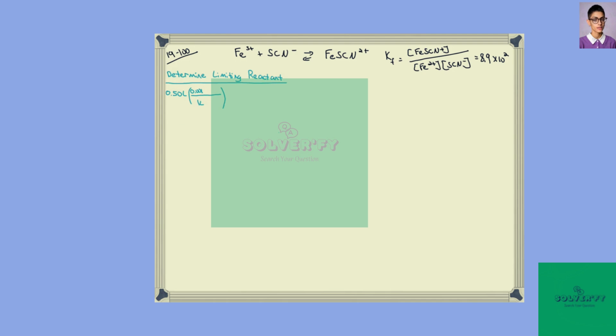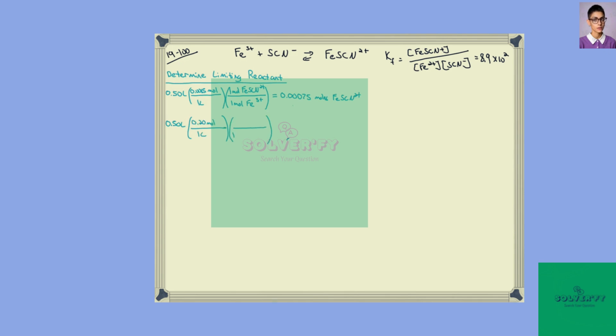So we start with 0.5 liters of a 0.0015 molar solution of iron 3 plus. It's iron 3 nitrate that completely dissociates. In the reaction, this will give us moles of iron 3 plus. In the reaction, 1 mole iron 3 plus forms 1 mole of the complex ion. So this allows us to calculate 0.00075 moles of product that can be made from the amount of iron 3 plus that we have.